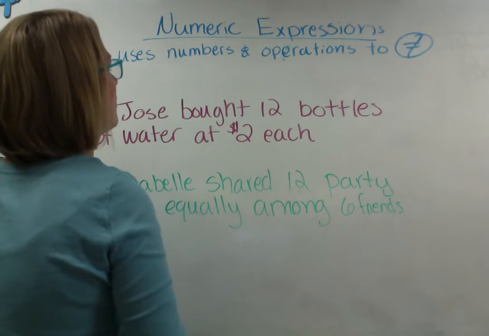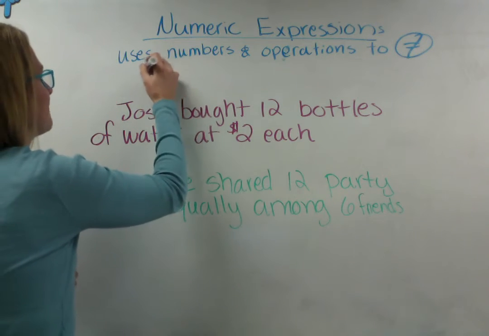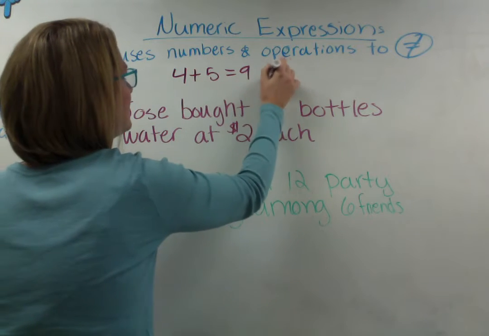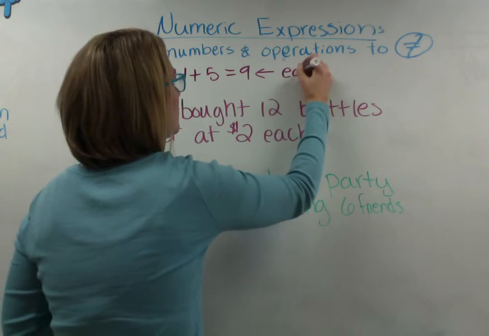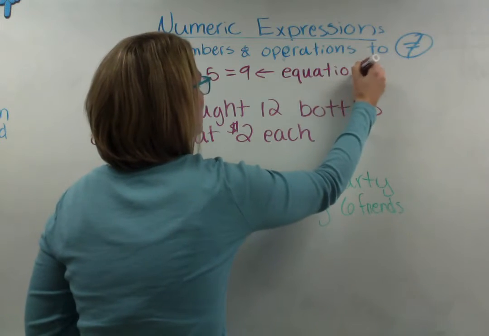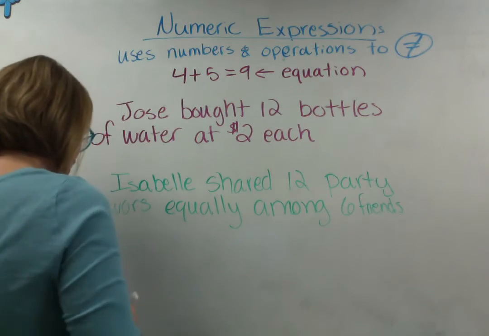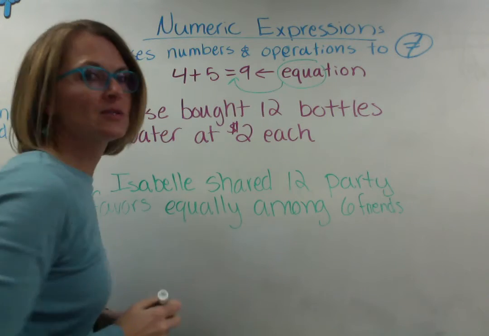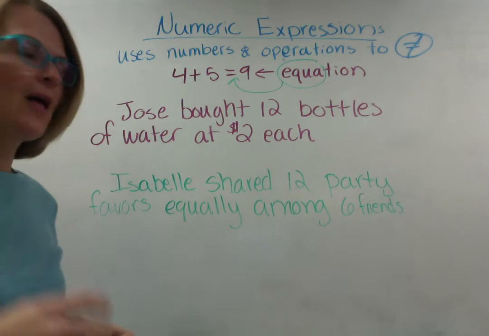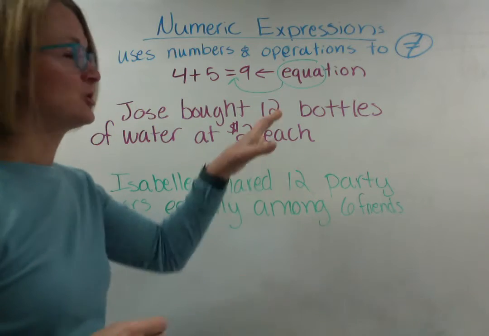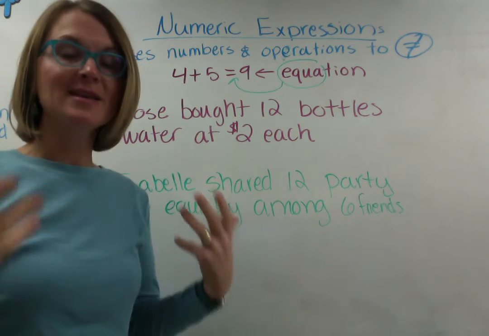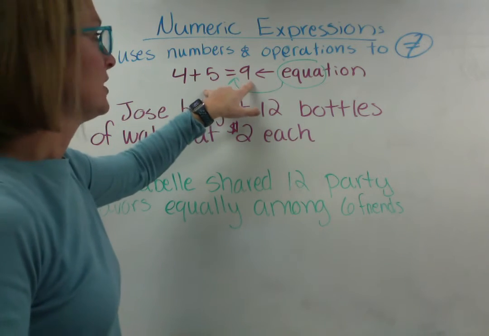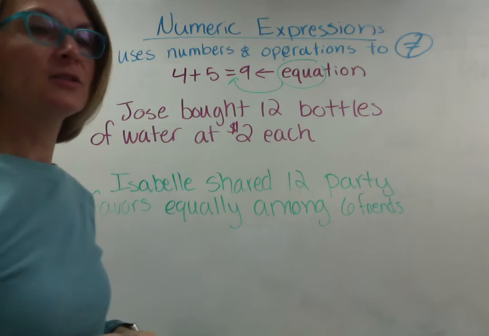And just so that we know you have a numeric expression, if it has an equal sign, so if it was 4 plus 5 equals 9, this would be an equation. If you look at the word equation, it has part of the word equal in it, and an equation has an equal sign. That's a way to help you remember it. So a numeric expression does not have to be solved yet. It is the instructions on how to solve something. And an equation gives you the equal sign and the solution.